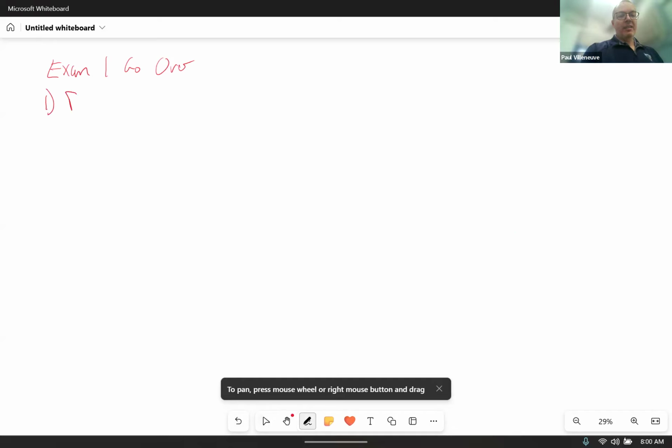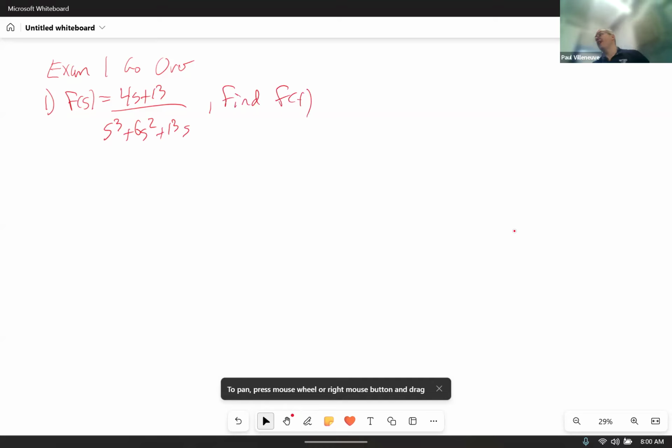Problem number one, F of s, I'm gonna bring it up here, is equal to 4s plus 13 all over s cubed plus 6s squared plus 13s. And the problem was to find f of t. So this is one where you had to go back and find the time domain response of the system. And how do you find the time domain response of the system? You have to do partial fraction expansion to make it look like the tables, and then you can bring it back to the time domain. So we got to modify the signal so that it looks like the table.